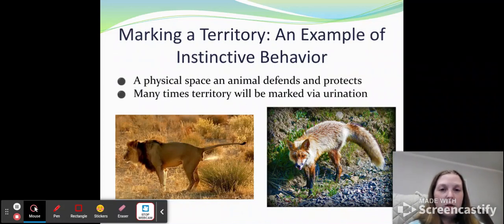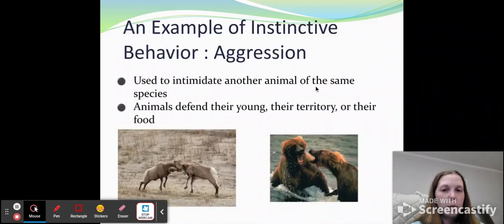So making a territory is also an instinctive behavior. It's a physical space that an animal defends and protects, and many times a territory is marked via urination. So cats will spray, and then most dogs or dog species will urinate on their spot.